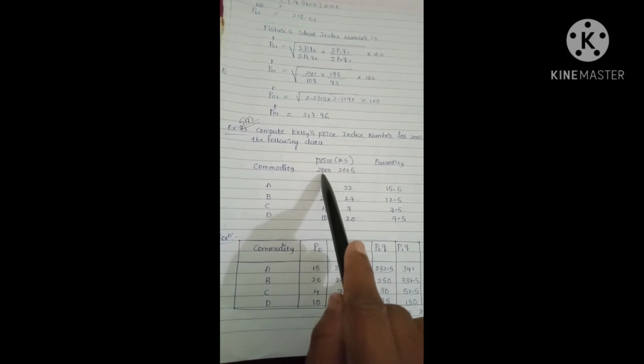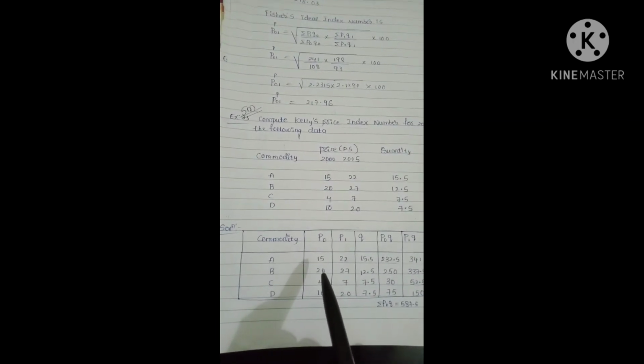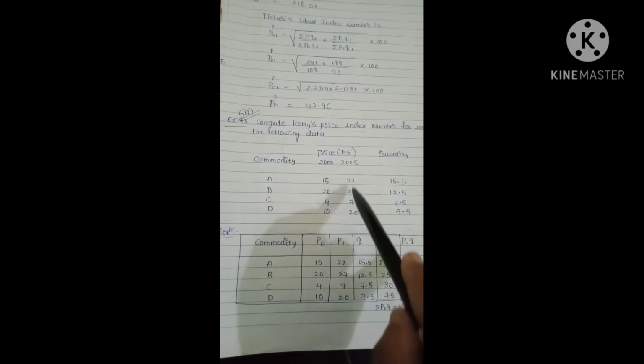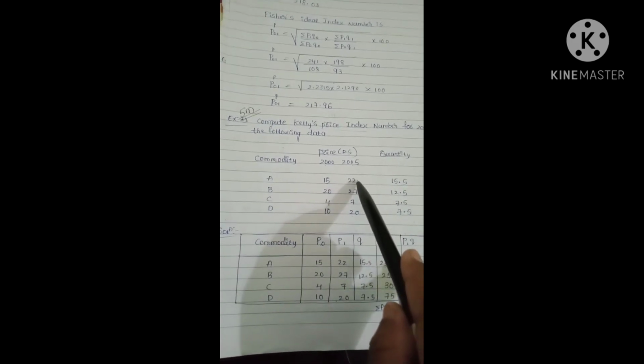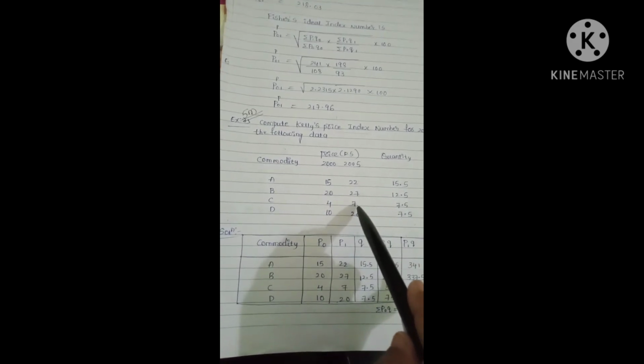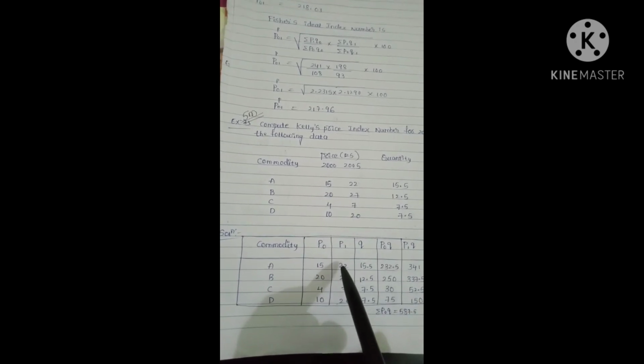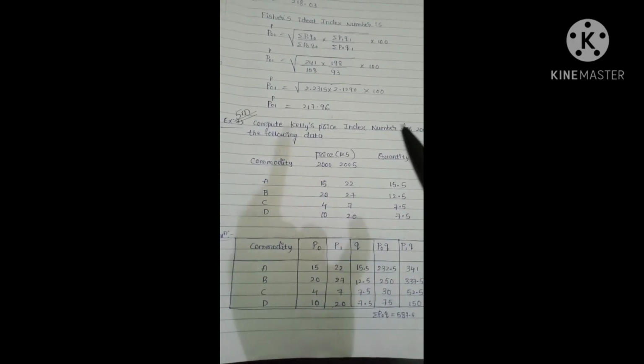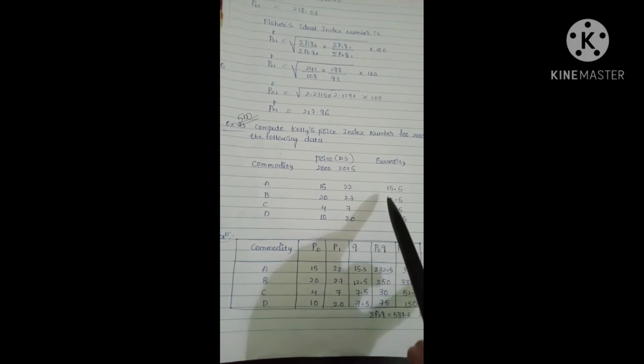And the price it is defined as P0. What are the P0 values here? Right here P0 15, 20, 4, 10. These values are defined as P0 value. Next the second column is defined as P1 value. What are the P1 values? 22, 27, 7, 20. Next quantity is given. Only quantity, not any base year and current year. Quantity is defined as Q. Only write simple Q, not Q0 and Q1. What are the values? 15.5, 12.5, 7.5 and 7.5.